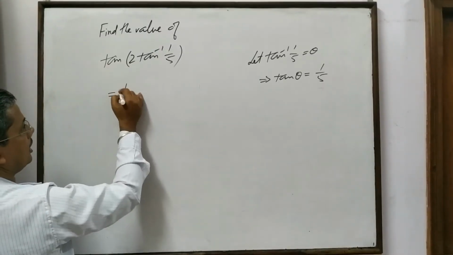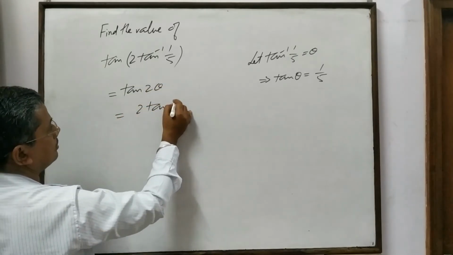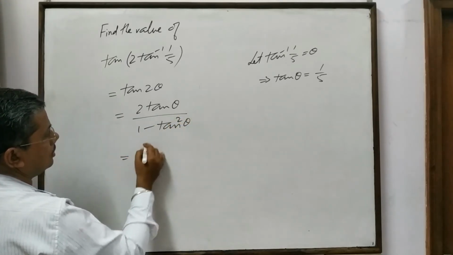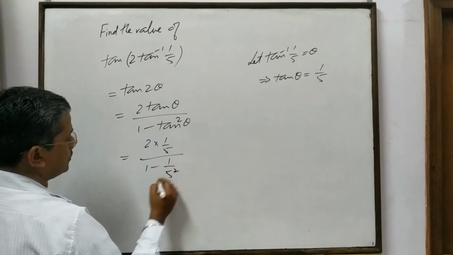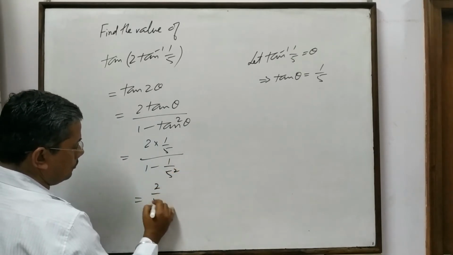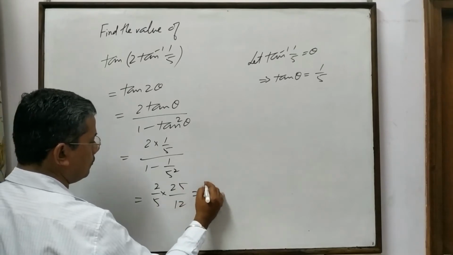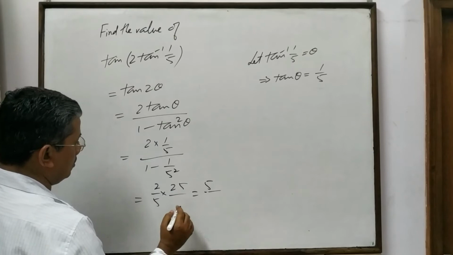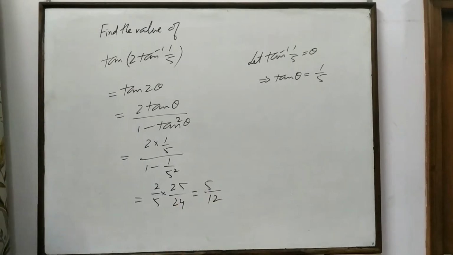Now this tan 2 theta is 2 tan theta upon 1 minus tan square theta. It is 2 into 1 upon 5 upon 1 minus 1 upon 5 square. This is 2 upon 5 into 25 by 24. Again comes out to be 5 by 12. So your answer is 5 by 12. So you can do it either way around.